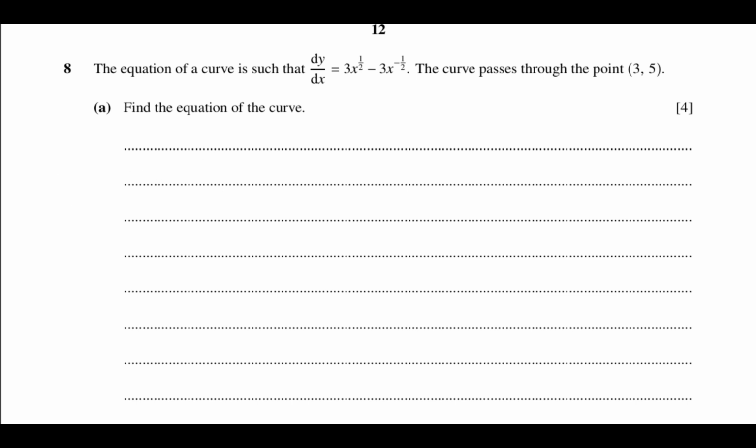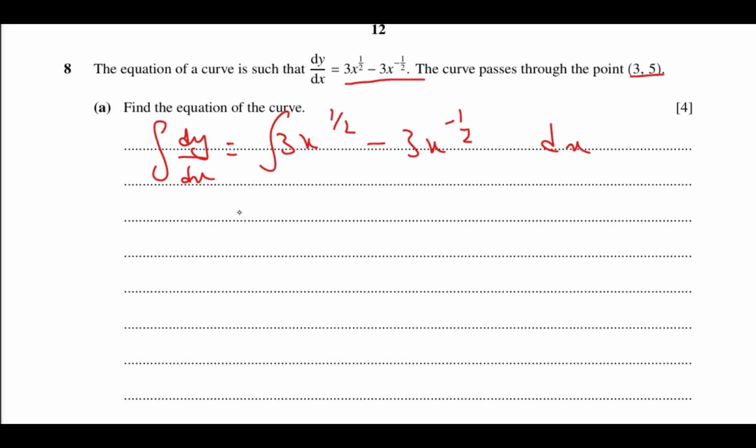Next, the equation of a curve is such that dy by dx equals 3x to the power half minus 3x to the power minus half. The curve passes through the point (3, 5). Find the equation of the curve. So for finding the equation of the curve, we have to integrate it. For integration, it will become the integral of 3x to the power half minus 3x to the power minus half dx.